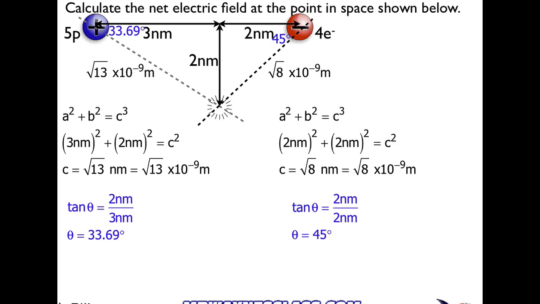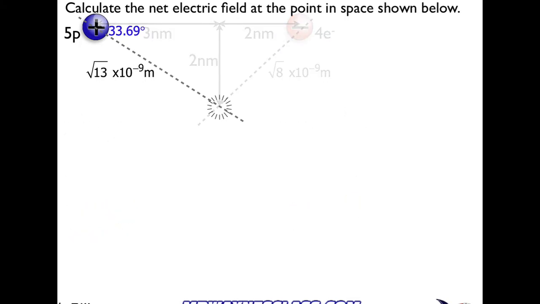Alright, to start solving this, what I need to do is focus on one of the particles and the point in space. So I'm going to focus on the blue particle and the point in space. I'm going to keep in mind the other particle, but I'm not going to see how they interfere with each other. So just one particle at a time and the point in space.